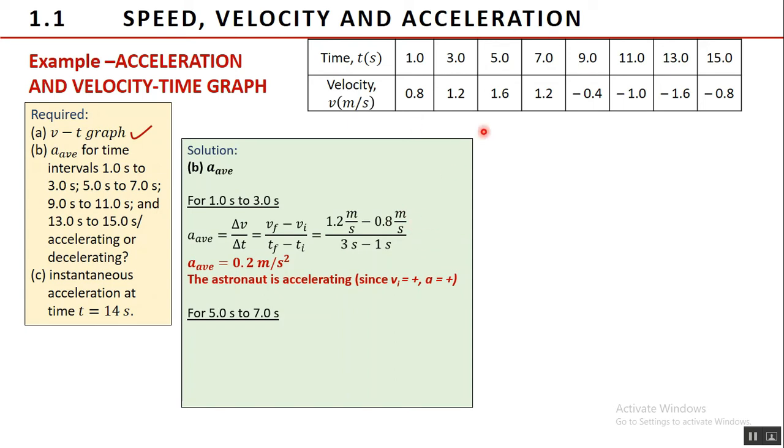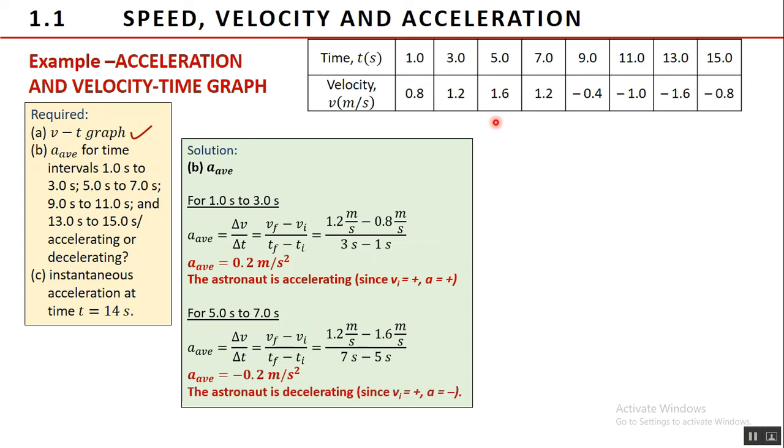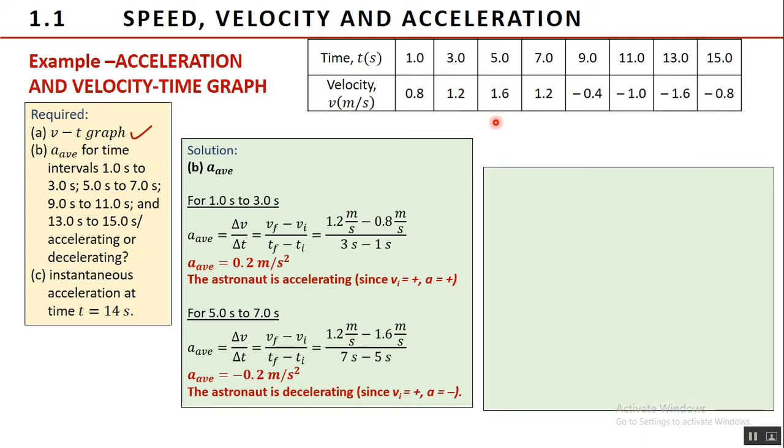From 5 second to 7 second, we have a change in velocity of 1.2 minus 1.6 meter per second divided by 2 seconds time interval. This gives an average acceleration of negative 0.2 meter per second squared. The astronaut is decelerating since the initial velocity and acceleration have different directions or signs.